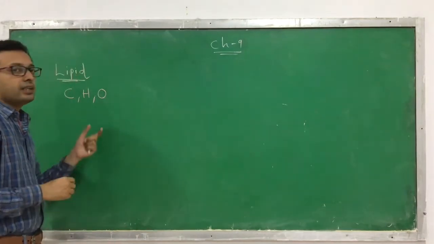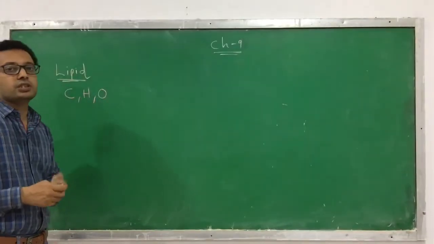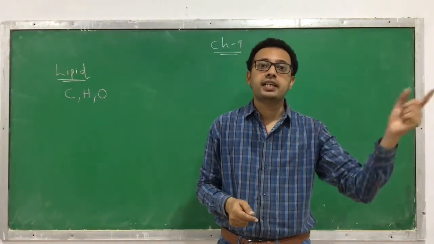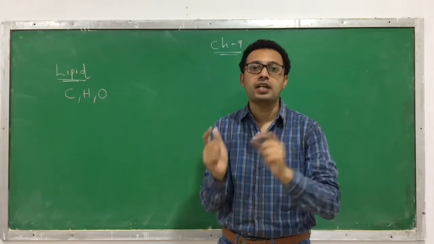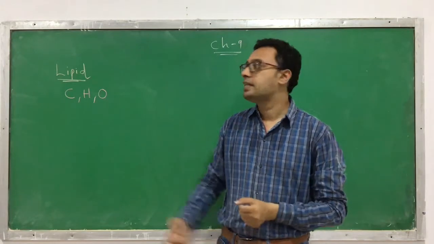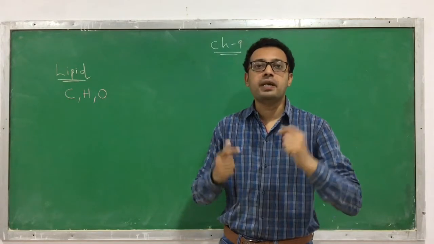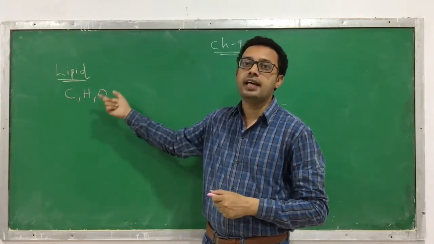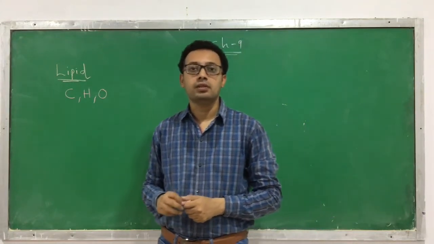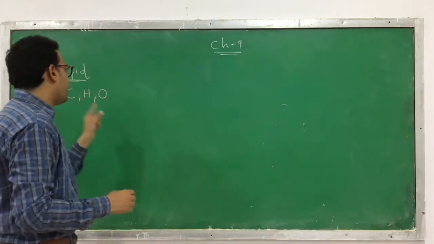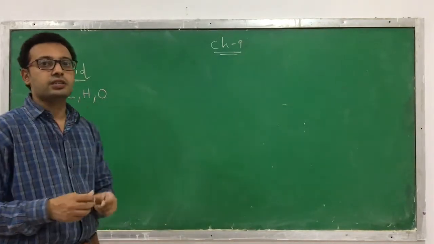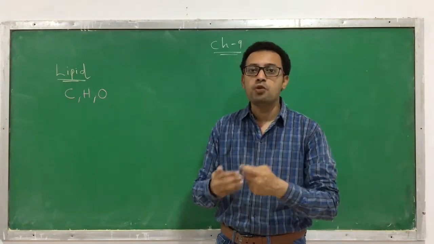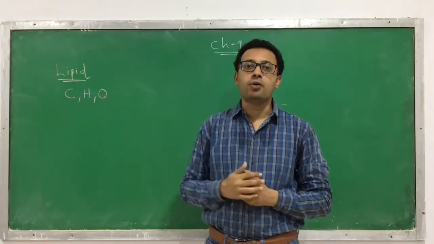Now see what about hydrogen and oxygen. Here the ratio of hydrogen and oxygen is not maintained, whereas in the case of carbohydrates the ratio of hydrogen and oxygen is 2:1. But here the ratio is not maintained, and it is clear that the number of hydrogen is much higher than the number of oxygen. In short, lipids are made up of carbon, hydrogen and oxygen, and the number of hydrogen in a lipid molecule is much higher than the number of oxygen.